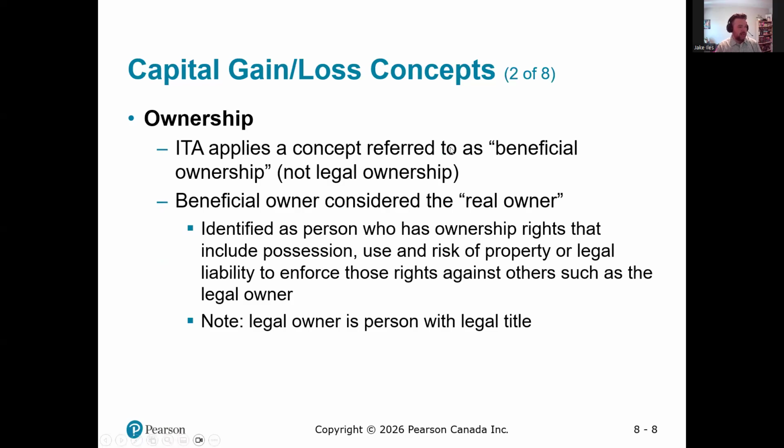The Income Tax Act applies a concept referred to as a beneficial owner. The beneficial owner is considered the real owner. So we have a person who has ownership rights. So let's say I own a house, but if the risk of the property or the legal liability, basically, if the benefit of that property is going to someone else, then they're considered the owner of the capital gains and losses. So what this means is if I buy a house and it's being rented, but that income's going to a family member, then you can't hide from those capital gains or losses by hiding it under someone else's name. So the legal owner is the person with legal title.